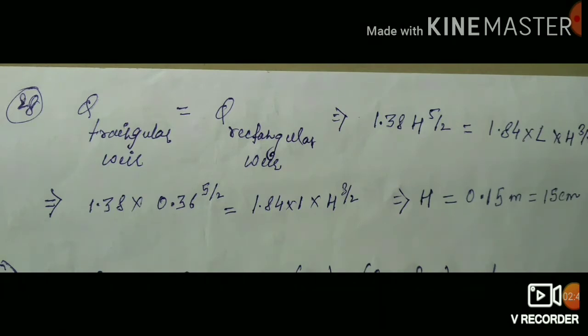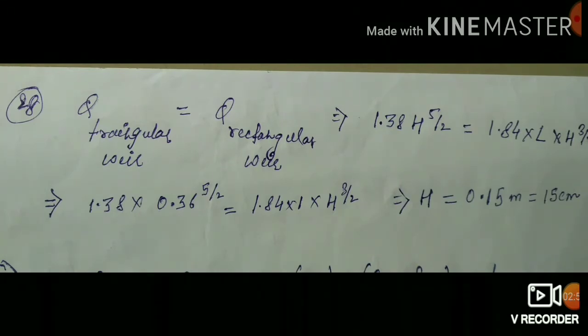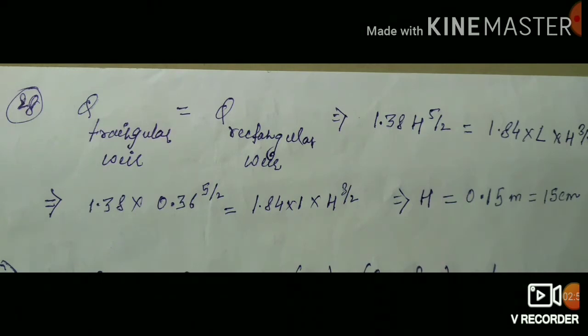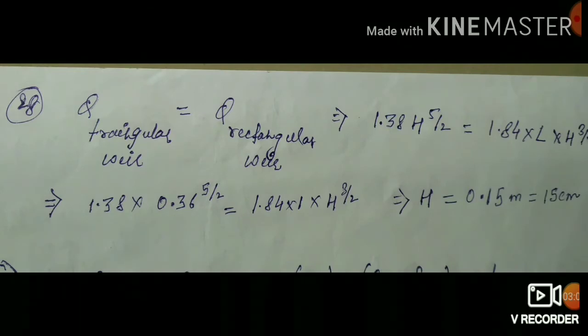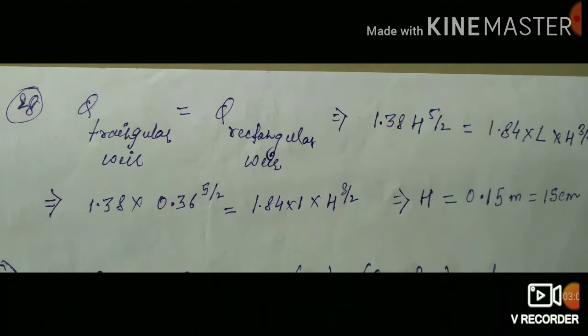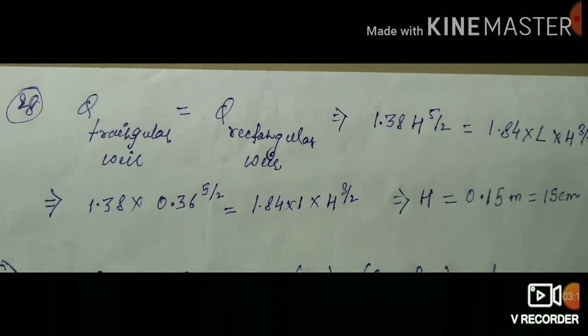See here, 1.38 into h to the power 5 by 2. This is the formula for a triangular weir. You remember it. Once again I will repeat: 1.38 into h to the power 5 by 2 is equal to Q, the discharge of the triangular weir. And here all values are in SI units. H is in meter and Q is in meter cube per second.